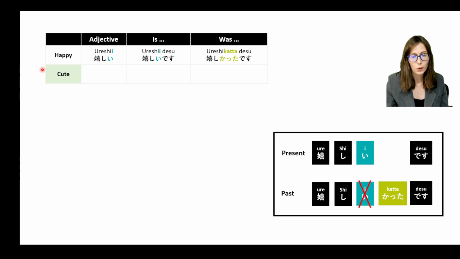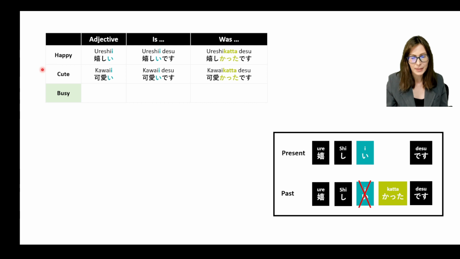How do you say cute in Japanese? In Japanese, you would say かわいい. How do you put it in the present? It would be かわいいです, right? And what about the past? It would be かわいかったです, right? Excellent. Let's do the next one.